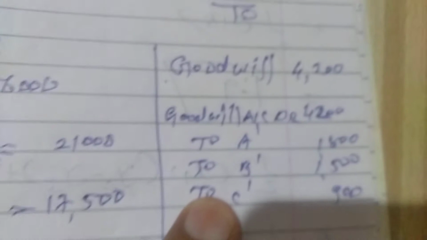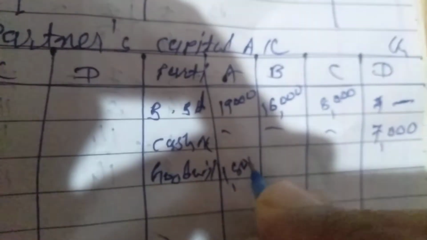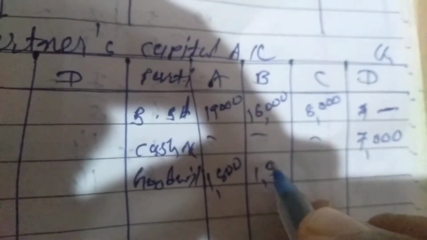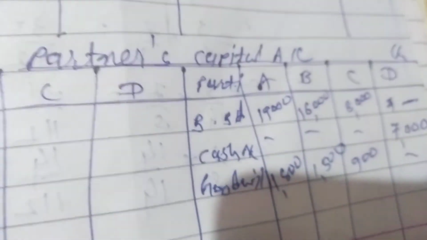So for posting this journal entry, goodwill account to partners' capital account. Here, on the credit side of the partners' capital account, what we write? Goodwill premium. Here the amounts we have already calculated: 1,800, 1,500 and 900. So in this way we have written the opening balance.